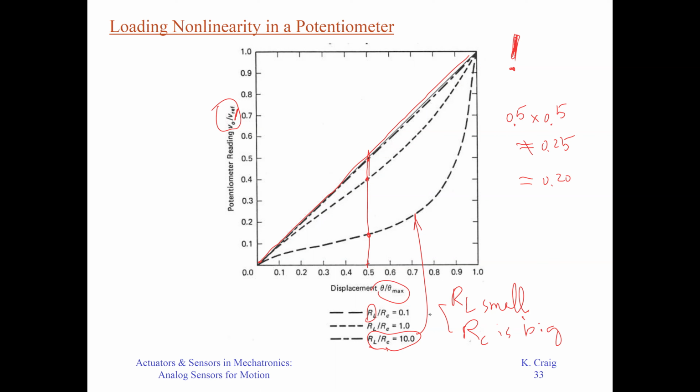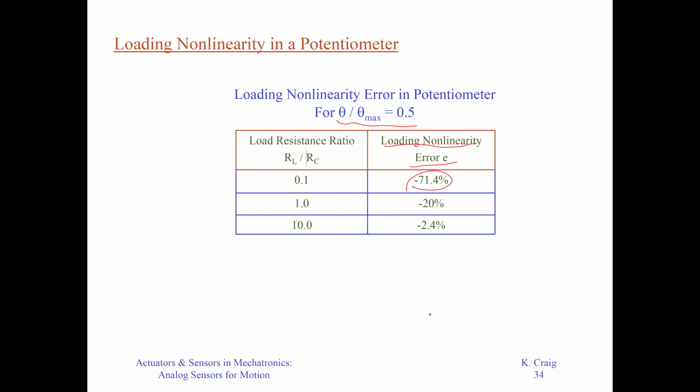So the loading effect is very important, okay? From that, we learned impedance matching, and also we learned the importance of the op-amp, okay? So all these things are very essential knowledge for fundamentals of mechatronics. So the error could be very big, like 70% error, okay? If your load is small and RC is big, so that's the case.